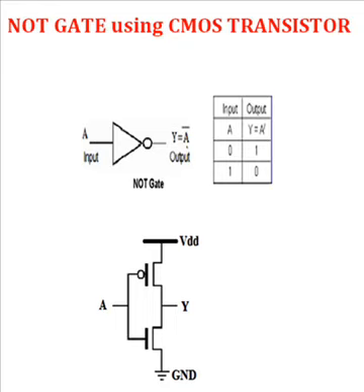Similarly, when A equals 1, the NMOS transistor, the one connected to ground, is on, whereas the PMOS transistor connected to VDD is off. Since the NMOS transistor works as the pull down network, and ground is logic 0, this NMOS transistor pulls the output to 0. So since A equals 1, the Y obtained will be 0.